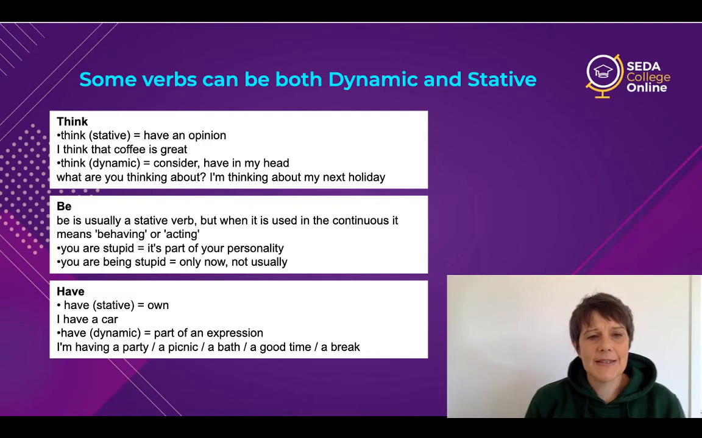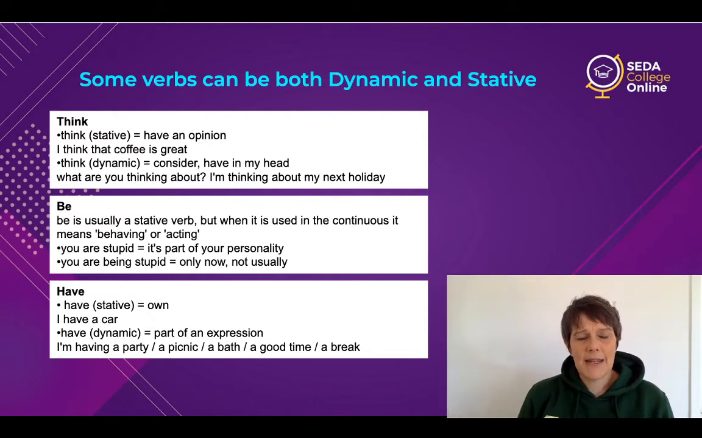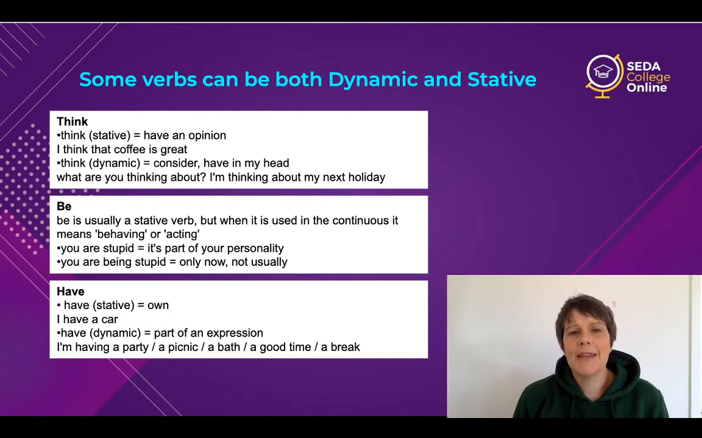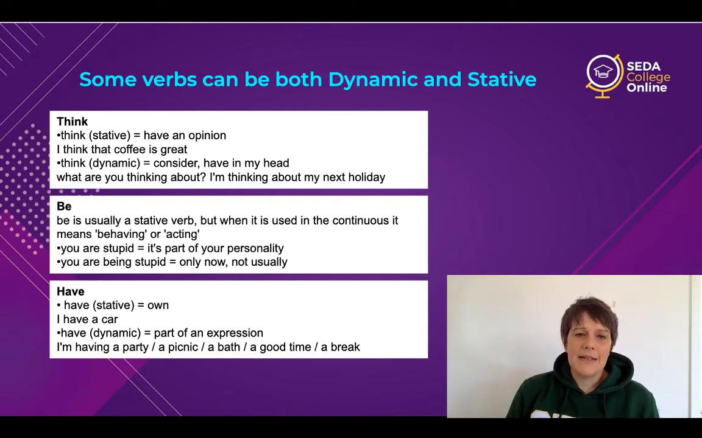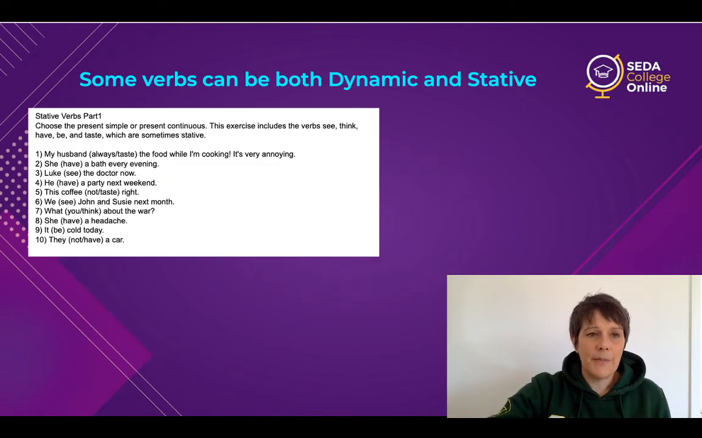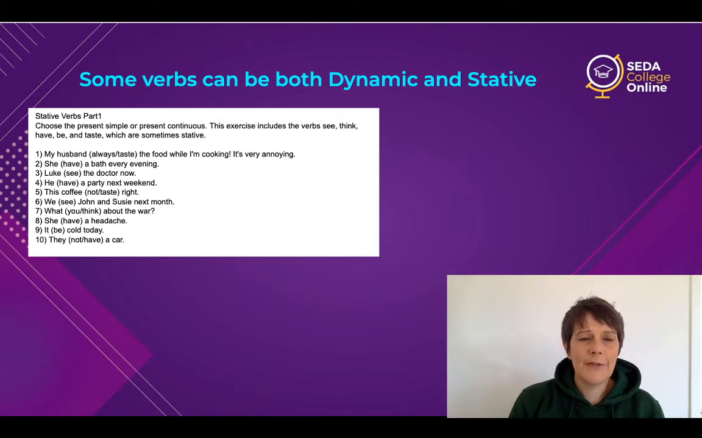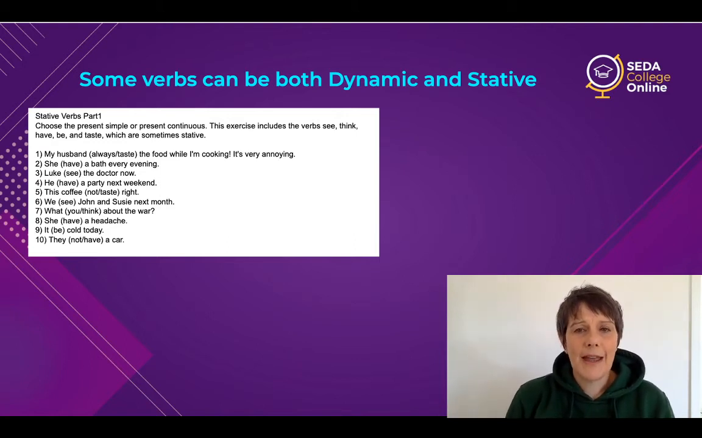Then have is the same kind of thing, in that it can be stative or dynamic. So if you have something, you own it. It's something that stays with you, like I have a car. Whereas if you use it in the continuous form, like I'm having a picnic or I'm having a bath, that means something like doing. That's an activity, and it's temporary, so it's in the continuous form. So here are a few verbs for both dynamic and stative. Let's see if you can do this. I think it's not too hard for you, really.